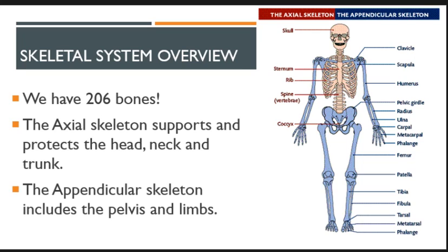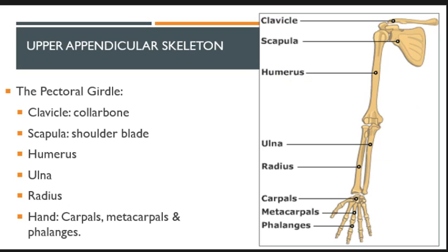And then you have a box on the bottom of page 22. We're going to talk about the upper ones. You're just going to name a few. Are y'all ready for that? All right, here's the upper appendicular skeleton. You're going to put a few of these in the box.